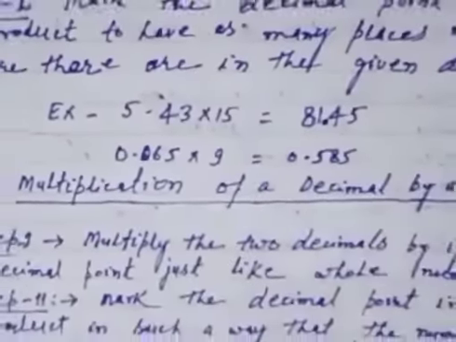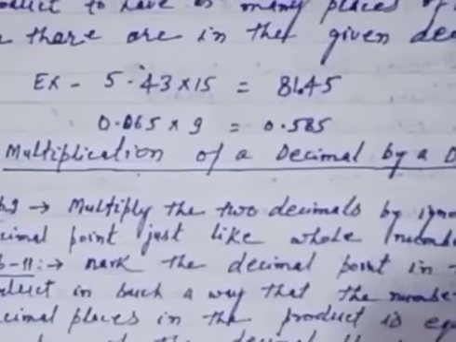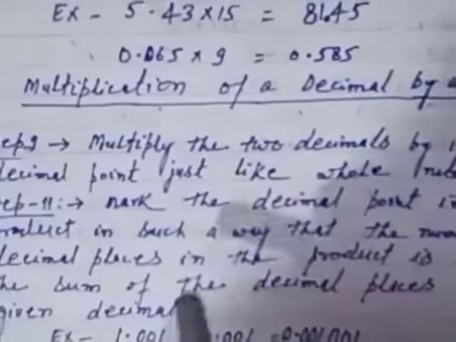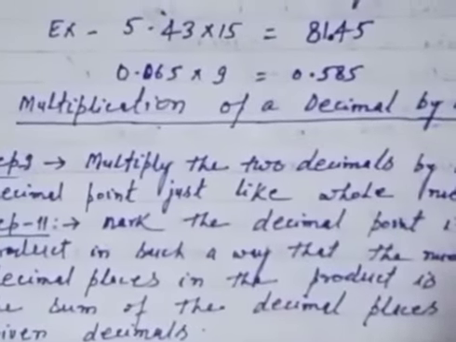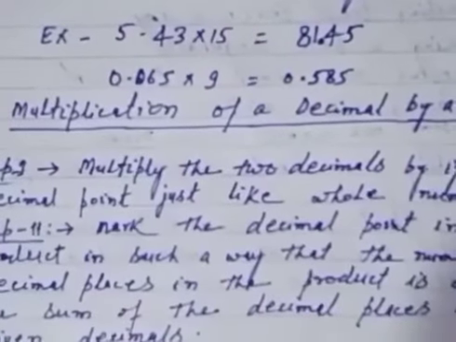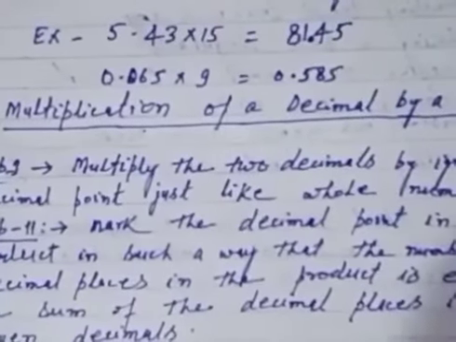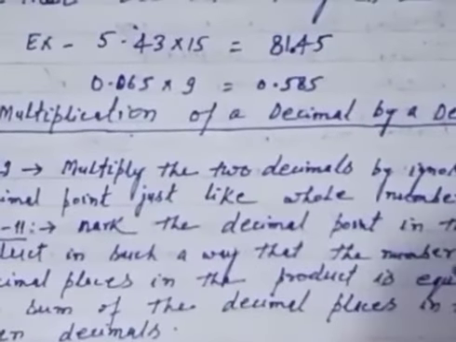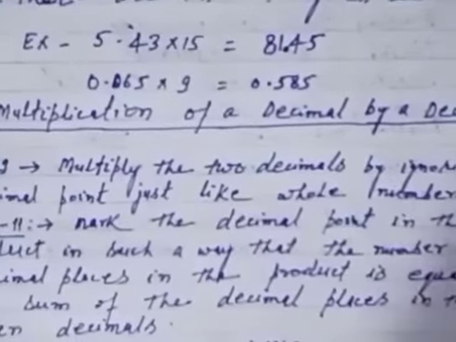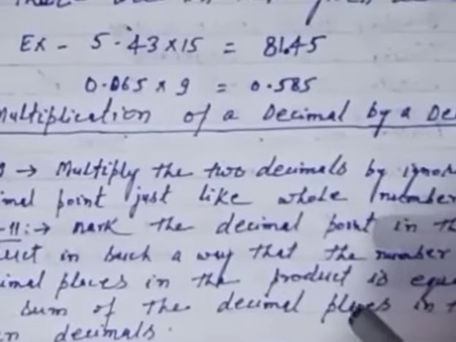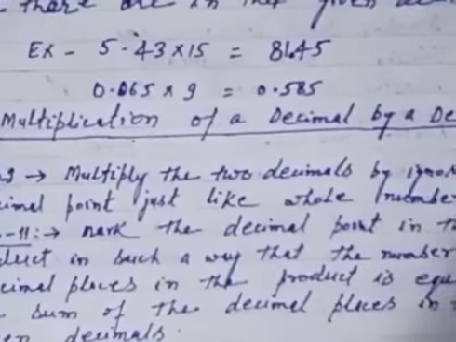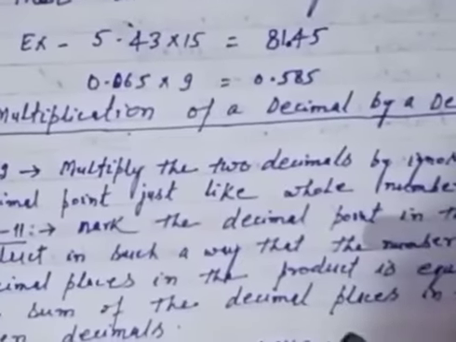Number 3, multiplication of decimal number by decimal. अगर किसी भी decimal number को decimal number से ही multiply करना है तो what will we do? Multiply the two decimals by ignoring the decimal point just like whole numbers. Number 2, mark the decimal point in the product in such a way that the number of decimal places in the product is equal to the sum of the decimal places in the given decimals.